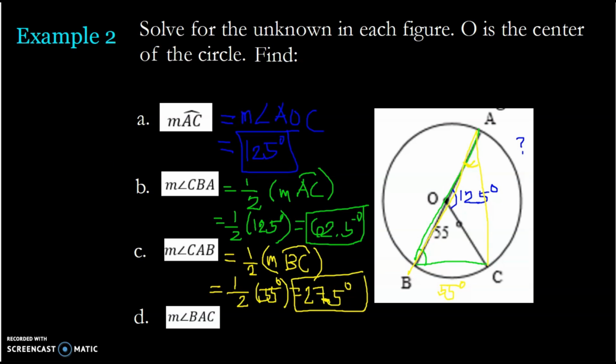Okay? And our last but not the least item is BAC. Nasaan kaya yung BAC? Oh, ito naman. Ma'am, CAB and BAC are the same. Ito pa rin yan. Therefore, we just have to write here 27.5 na rin degrees. So, I hope that you understood how these answers are obtained in this example.